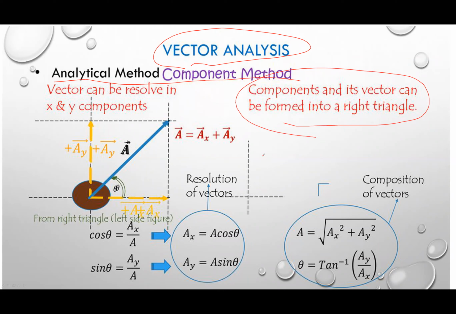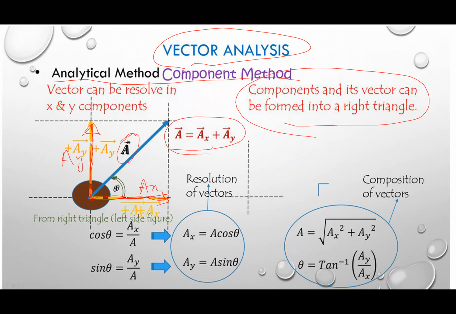Okay, this is a vector. This is the case of a single vector. This is called the horizontal component, and this is called the vertical component, AY, AX. The vector sum is equal to AX vector plus AY vector.